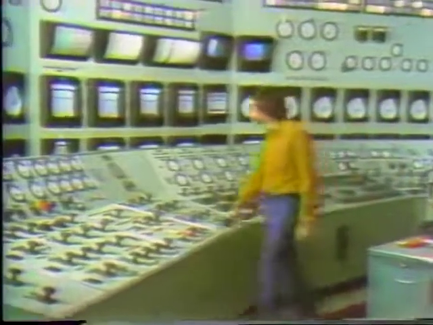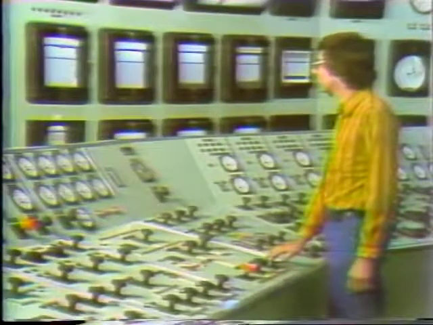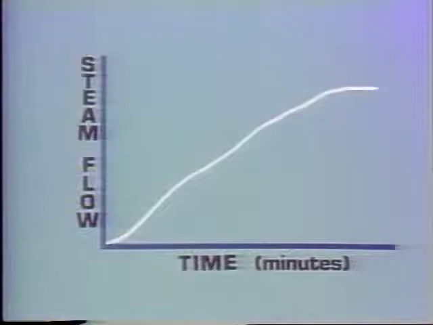The operator begins the load change by going to the turbine governor and opening the control valves. He does this slowly, while watching the steam flow indicator so he won't exceed the manufacturer's specifications.